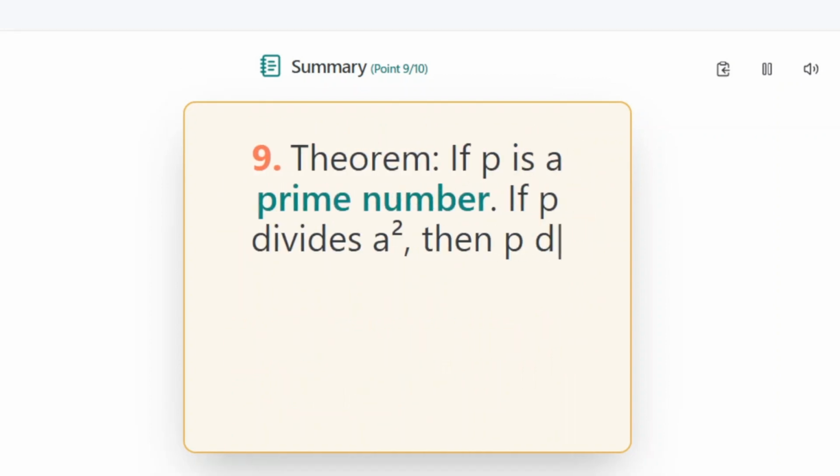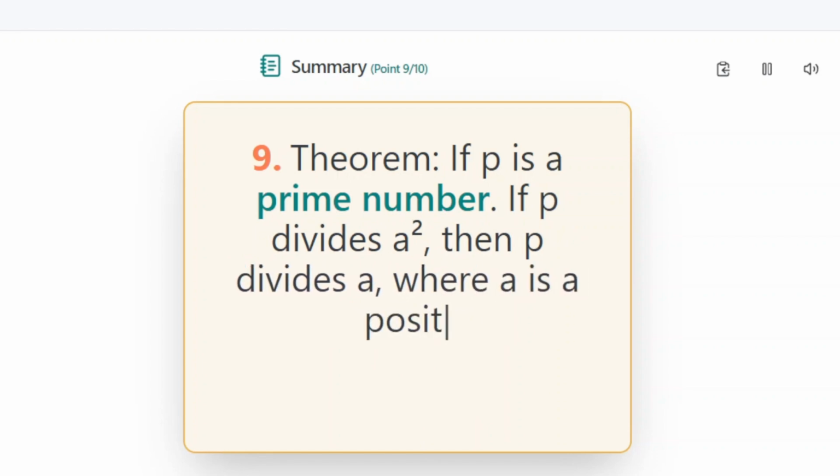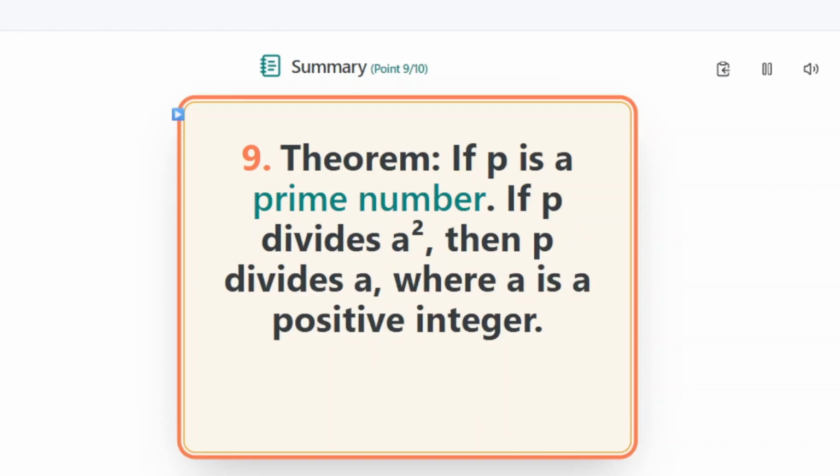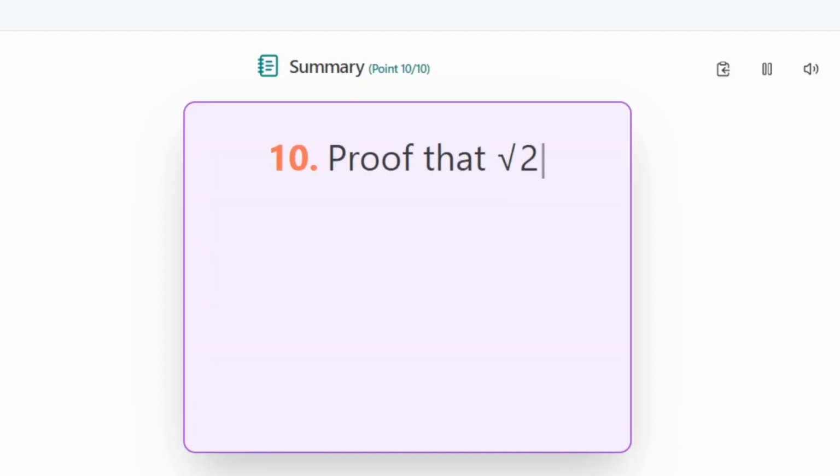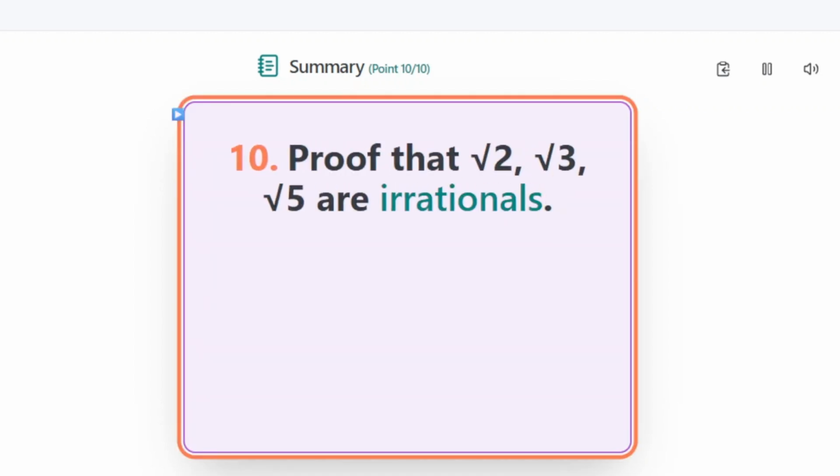Theorem: if p is a prime number and p divides a squared, then p divides a, where a is a positive integer. Proof that square root 2, square root 3, square root 5 are irrationals.